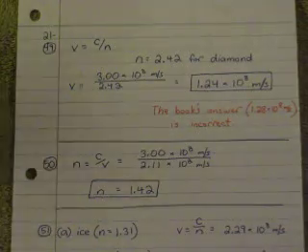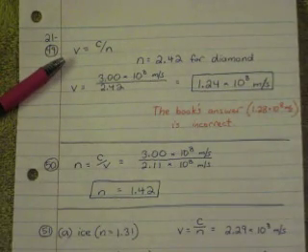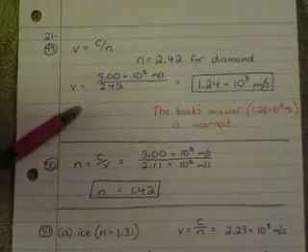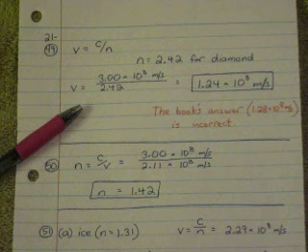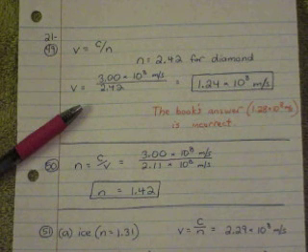So here's the formula right here. The velocity is going to be the speed of light divided by n. So 3 times 10 to the 8th meters per second divided by 2.42, and we get 1.24 times 10 to the 8th meters per second. And the answer in the back of the book is incorrect.